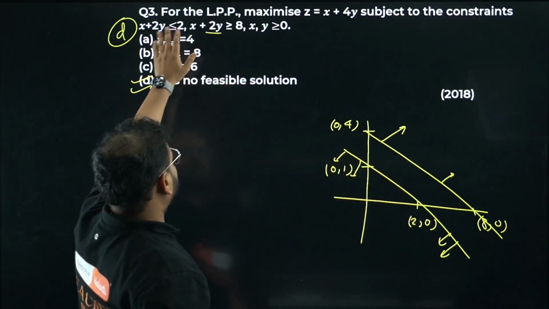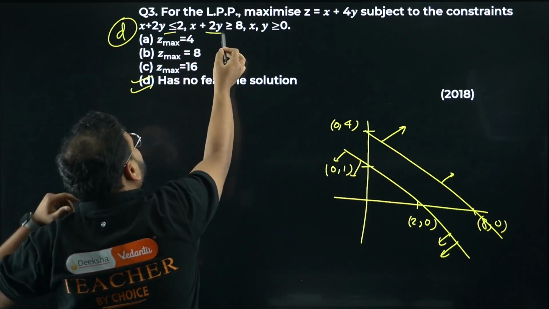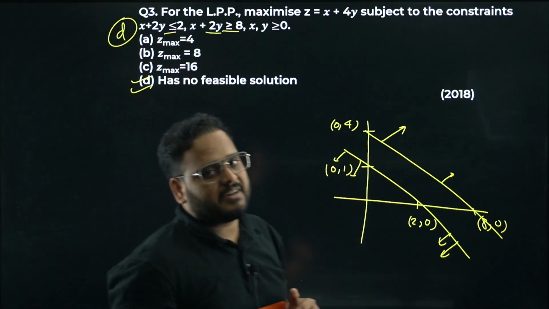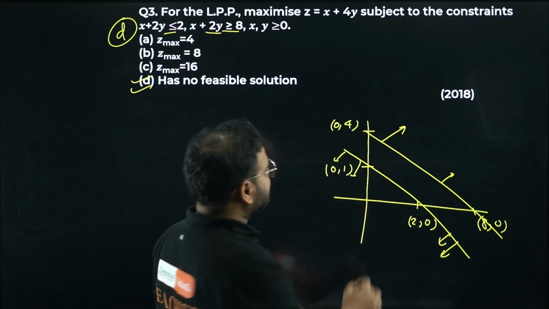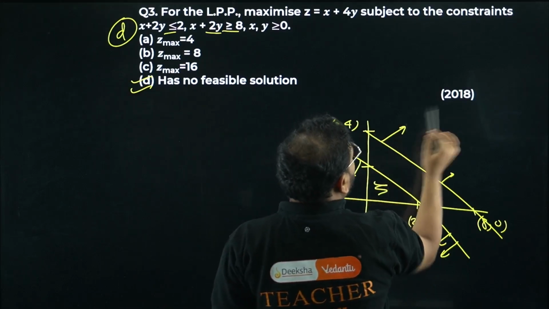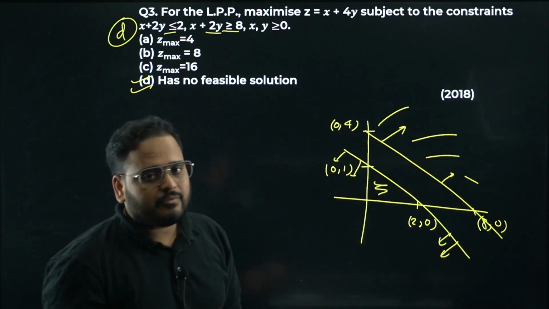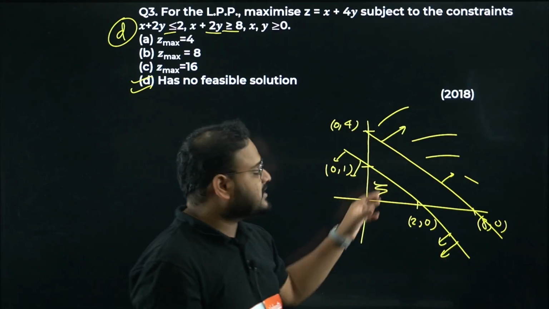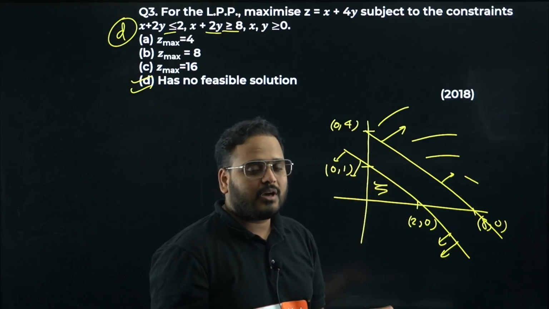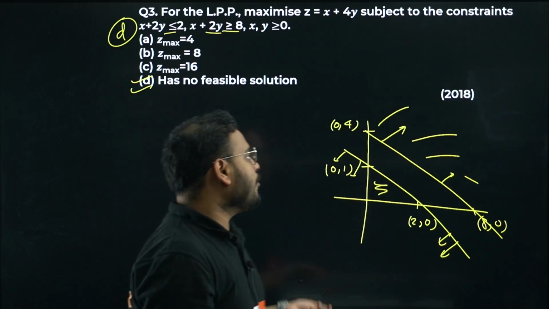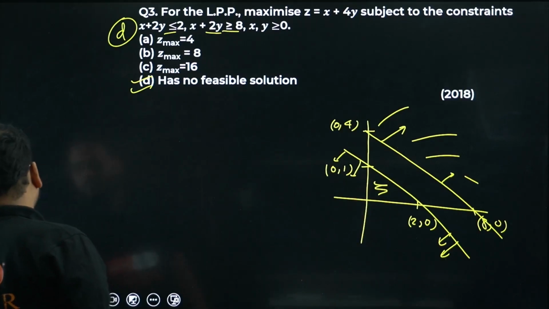Otherwise, check the parallel lines and check the sign of the inequality. Less than here, greater than here, that is more than enough to identify the result. From this one you get this feasible region, from here you get that feasible region, and there's no region where both these inequalities are satisfied. So that's why there's no feasible solution. 3 is done. 4th now.